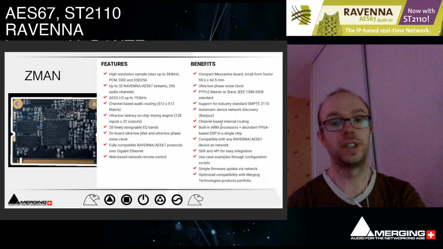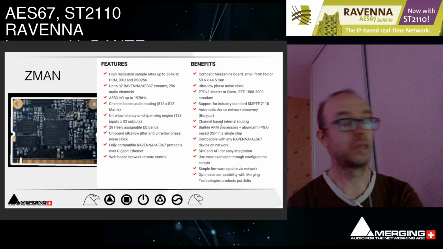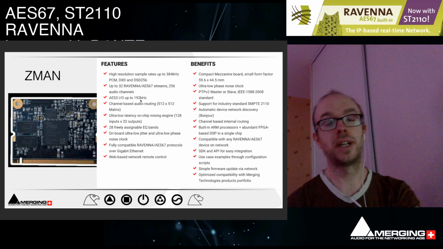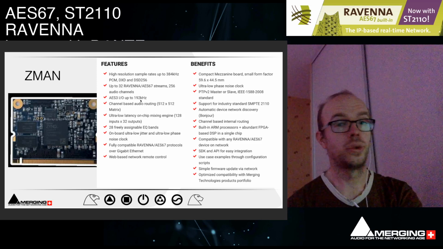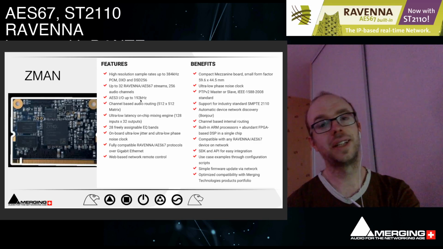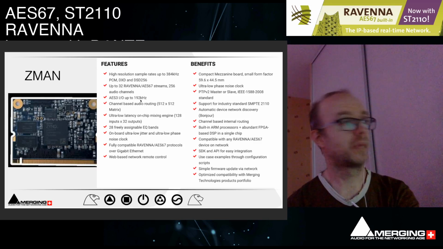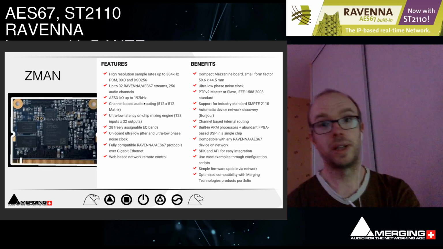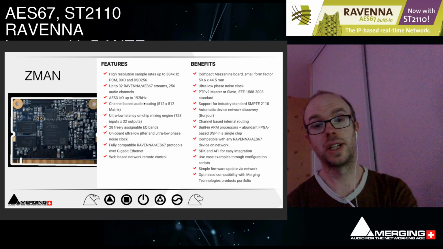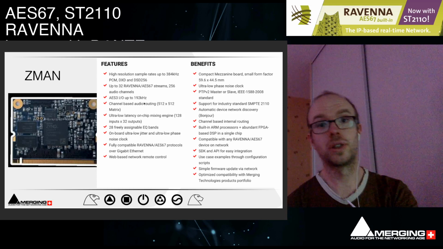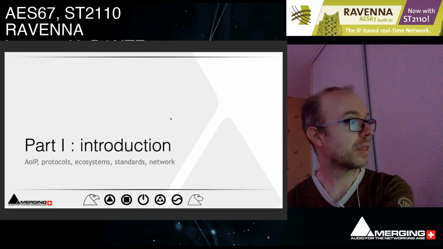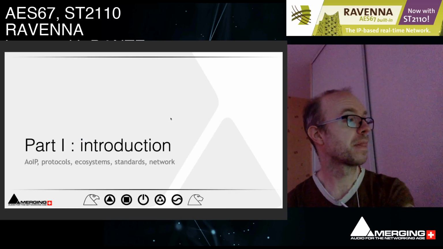And of course, we have the last addition to the whole Merging lineup, which is ZMAN, which is a card that is aimed at OEMs to easily allow AES67 and RAVENNA compatibility into existing devices, for instance. So just by using I2S, you can get audio or put audio into the ZMAN and it goes out to the network. But how is it done?